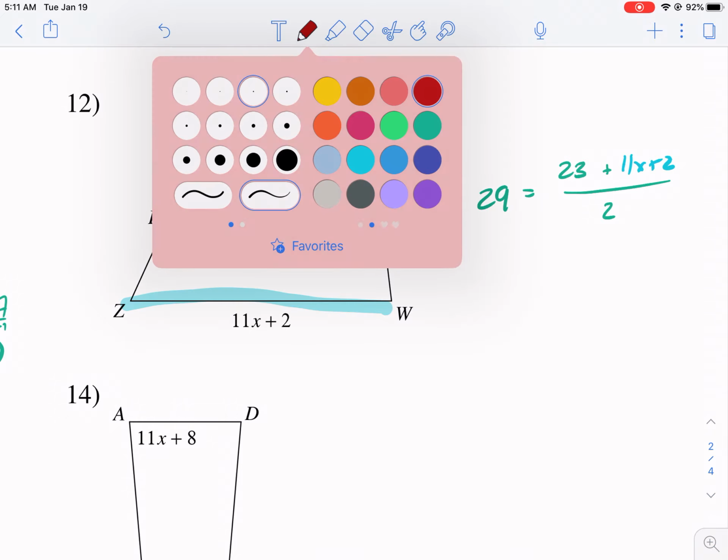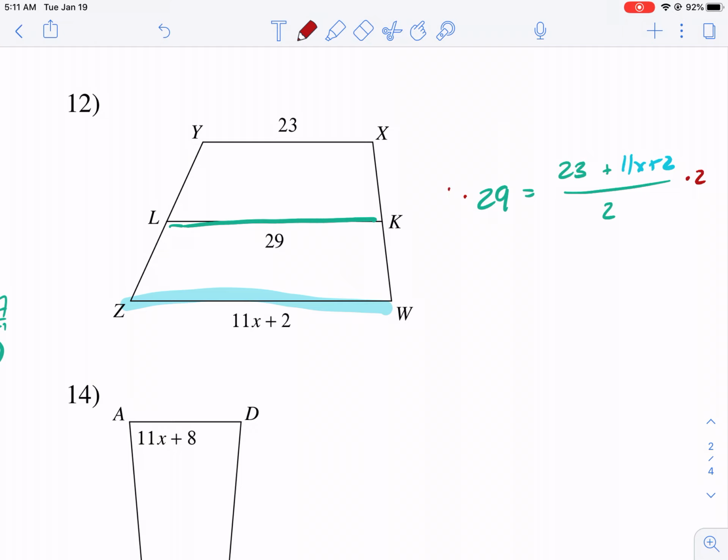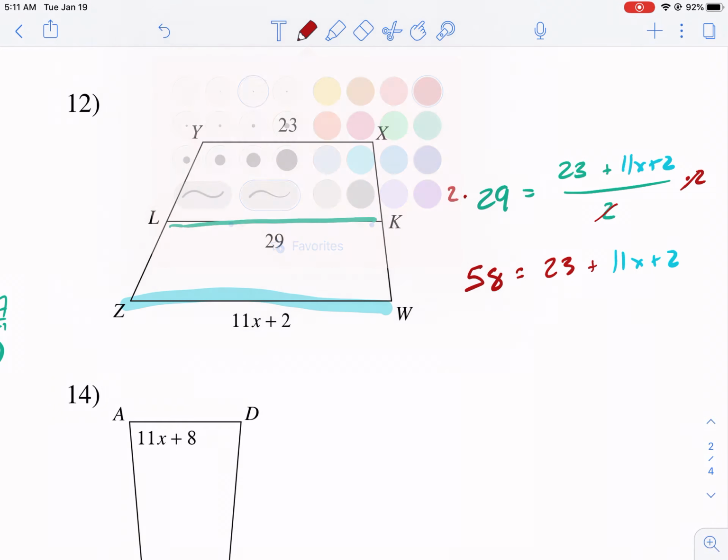First thing I would always recommend doing is multiplying both sides by 2 to get rid of the fraction. So now we have 29 times 2, that's equal to 58, equals 23 plus, and I'm going to leave this in blue just so you see it, 11x plus 2. That's our base 2. We subtract both sides by 23. That should give us, what, 25?